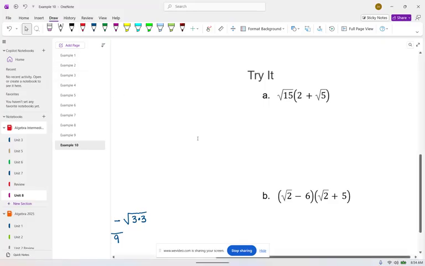Thanks. Oh, and one other thing. On this try it, remember that we're not multiplying what's under the square root by a whole number, right? So this is not square root of 15 times 2 or square root of 30. This is, again, 2 square root of 15.